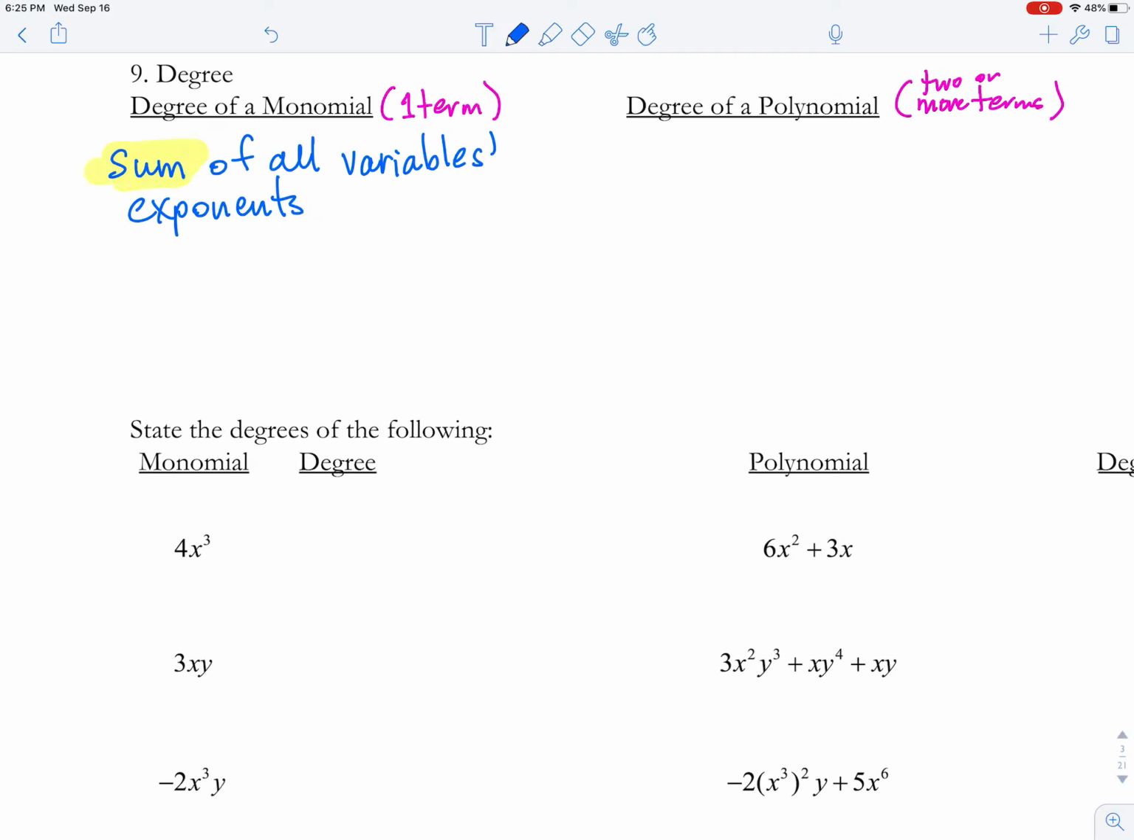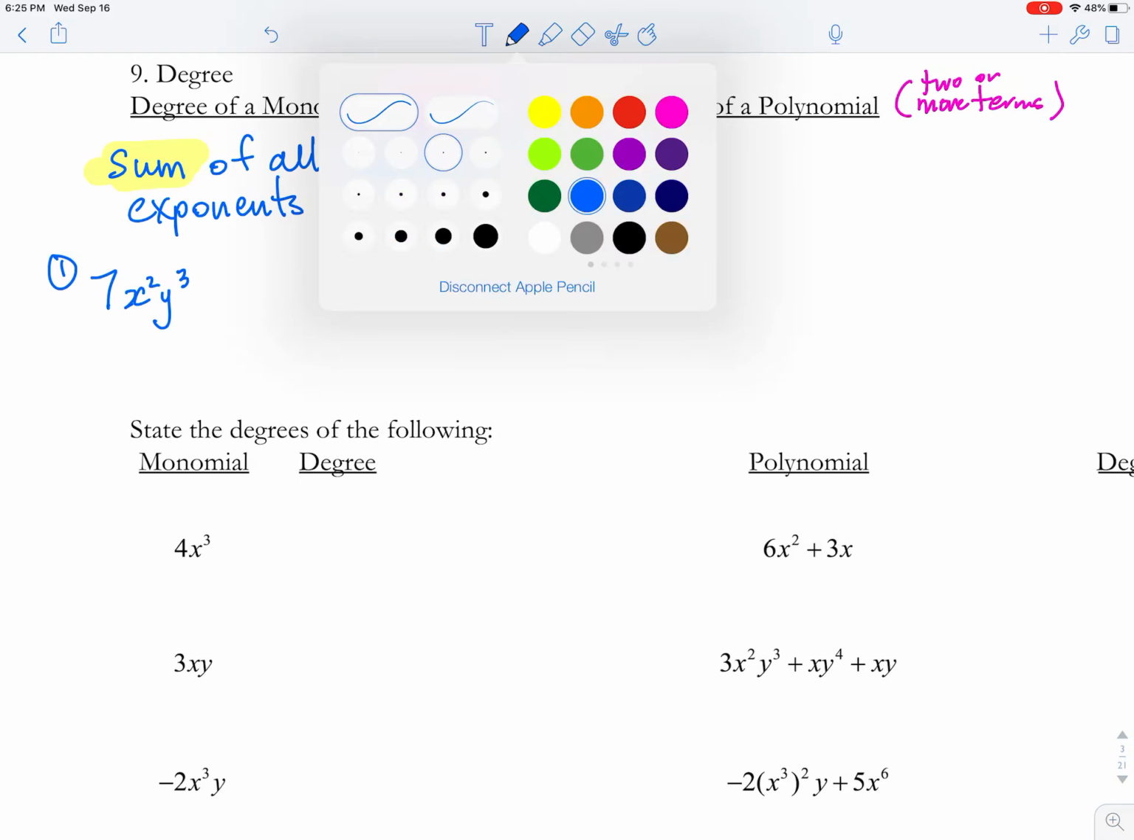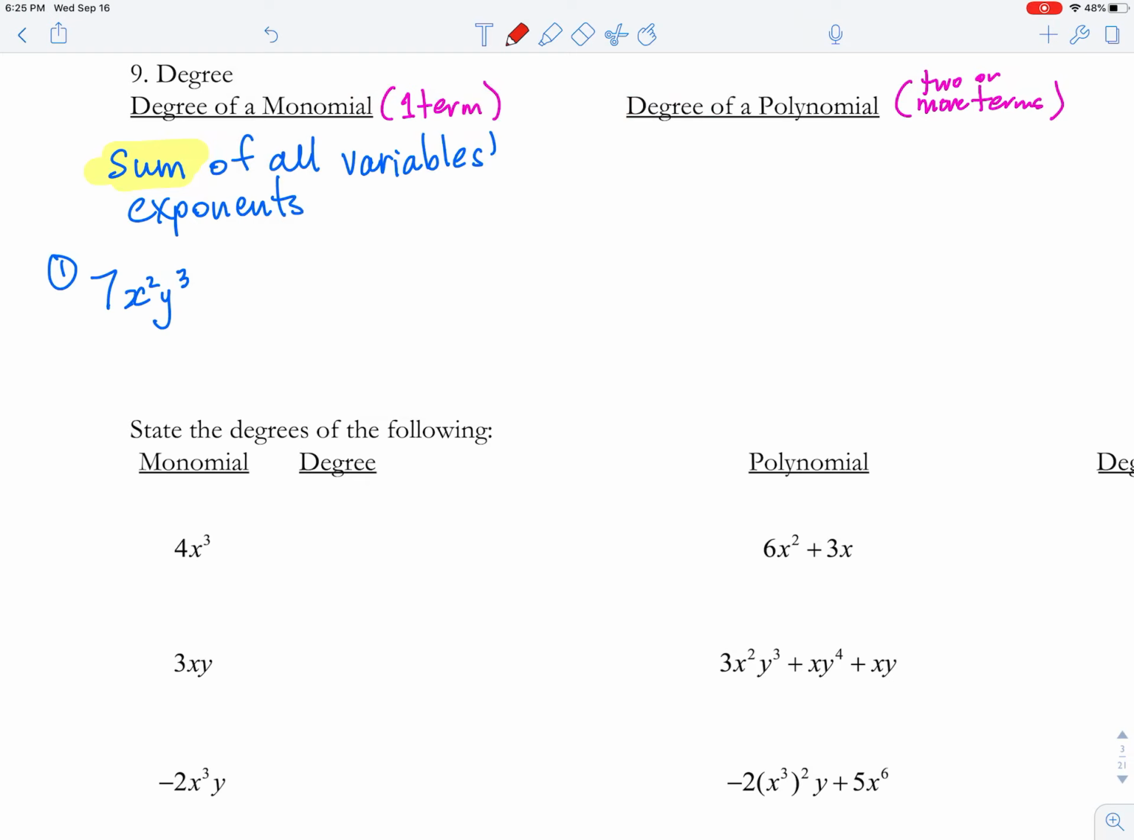So here's an example. So example 1, if we have 7x squared y to the 3, then the degree would be, I'm going to have to look at the exponents. So I've got a 2 and I've got a 3, and I'm going to find the sum, so I'll add them up. So the degree of this term is 5.